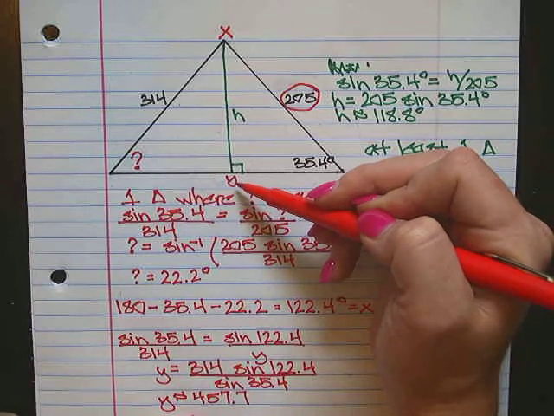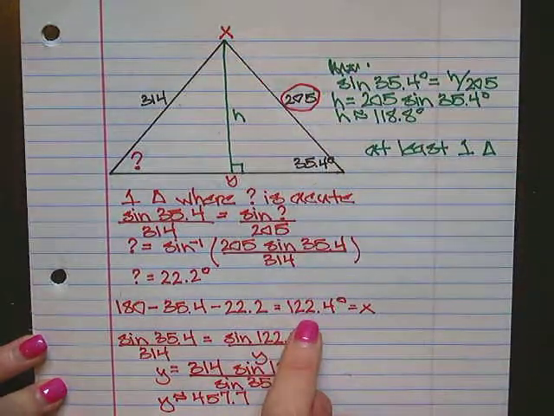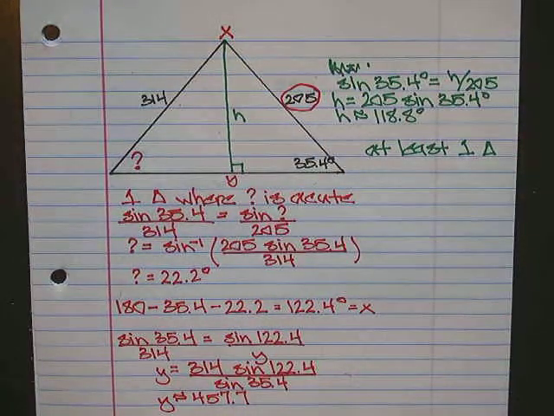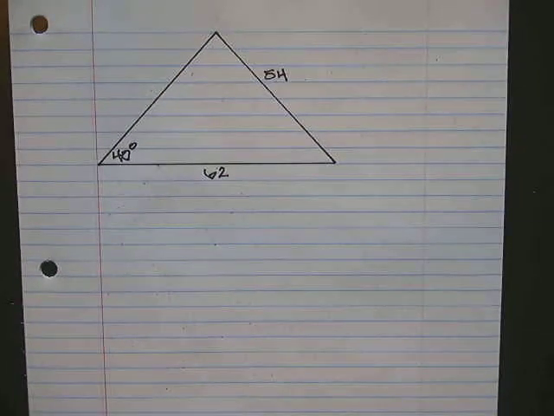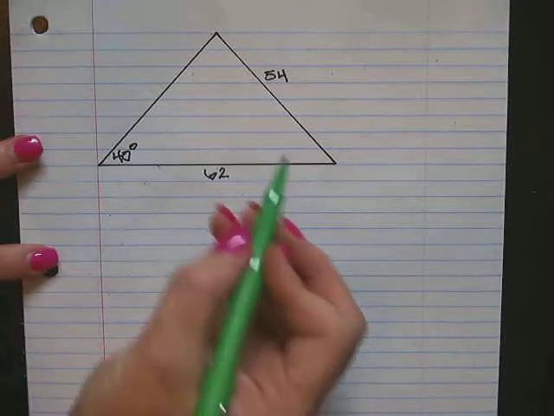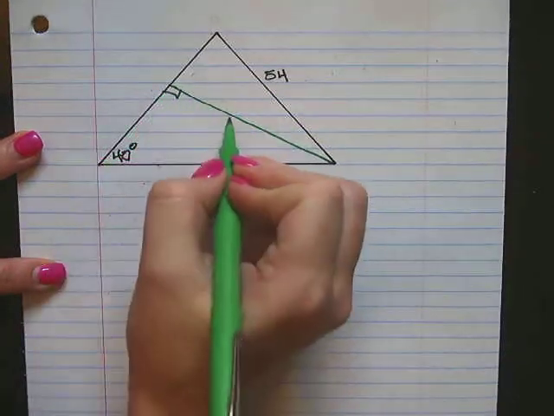That is 457.7, which at first seems really large, but remember this is 205 and this is 314, so it's not out of the ordinary for this to be 457.7. And notice that this is the largest side and it is opposite the largest angle here, which is that X that we found to be 122.4.